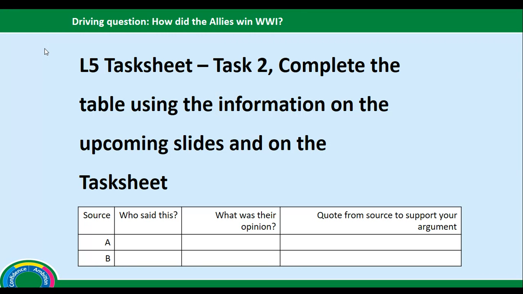For your next task, I would like you to complete the table which you can see in front of you, which you can find in L5 Task Sheet under Task 2. By using the sources we are going to go through on the upcoming slides and filling in the 4 categories of source name, who said it, what was their opinion, and use a quote from the source to support your opinion. Source B has already been completed for you. It is probably easiest if you pause this video after we have gone through each source to fill in the table as we go.